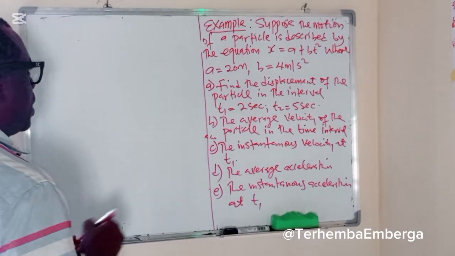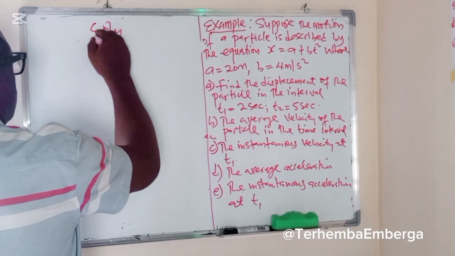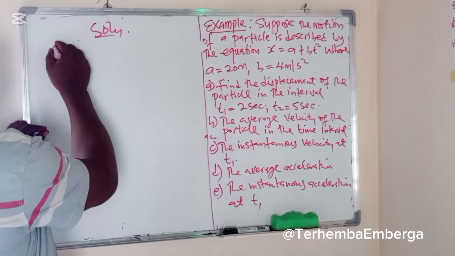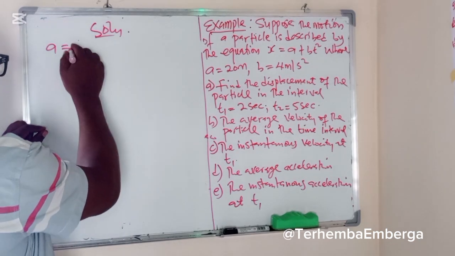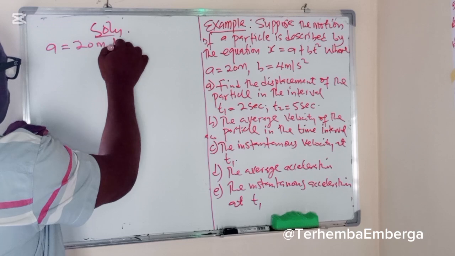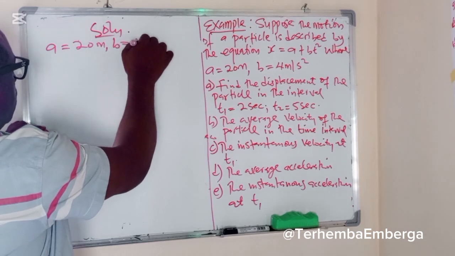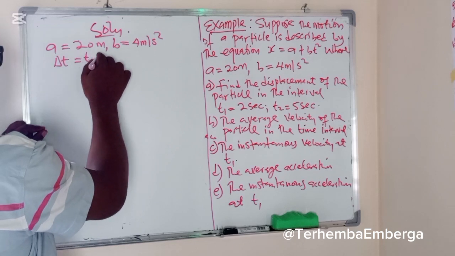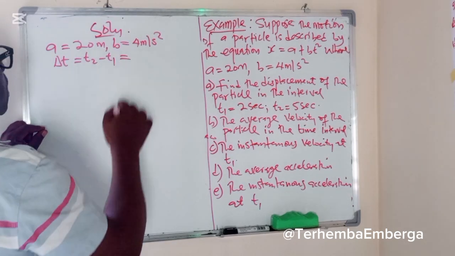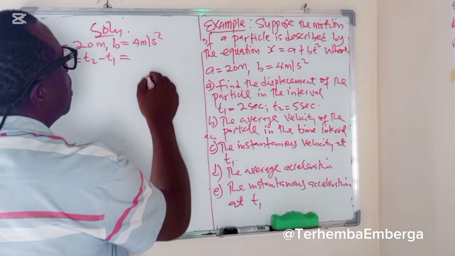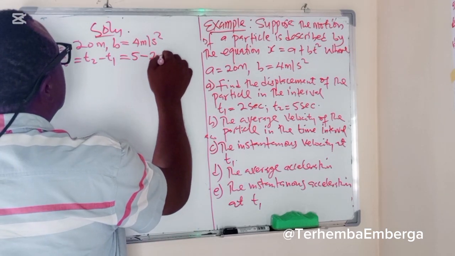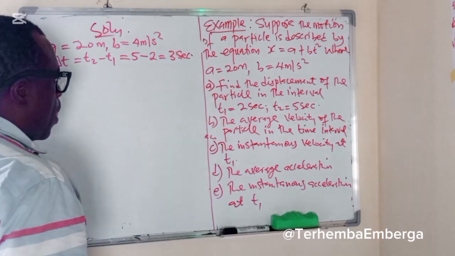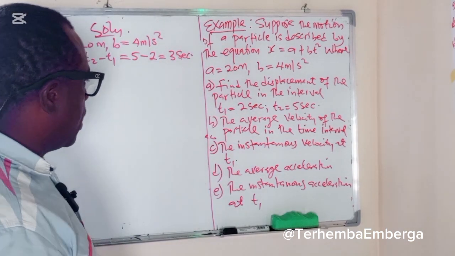So let's look at it. We are given a as 20 meters, b is given as 4 meters per second squared. Then the change in time is T2 minus T1, which in this case is 5 minus 2, which is equal to 3 seconds. These are the parameters given here.